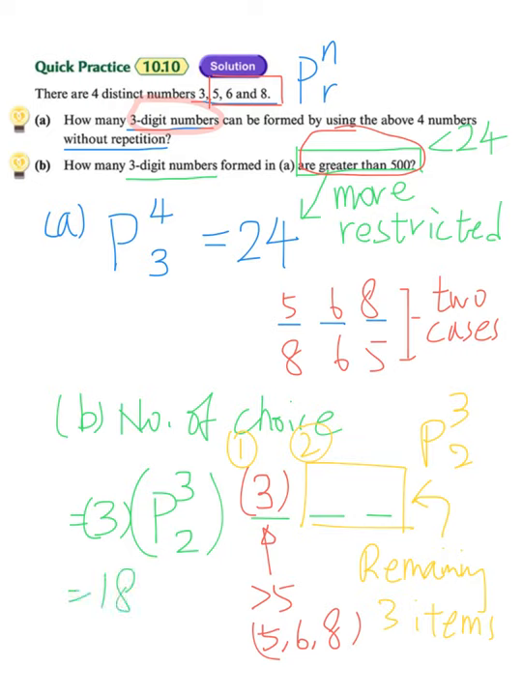And just a quick remark: as mentioned, this constraint is more restricted, so that's why it should be smaller than 24. You can see that this is indeed smaller than 24, which is 18.